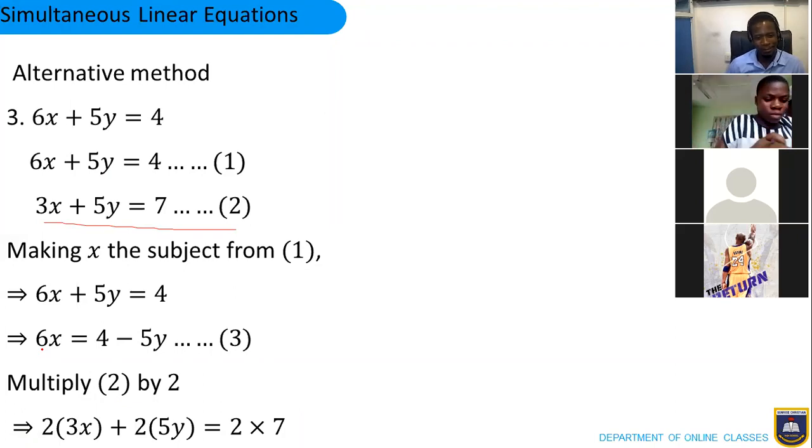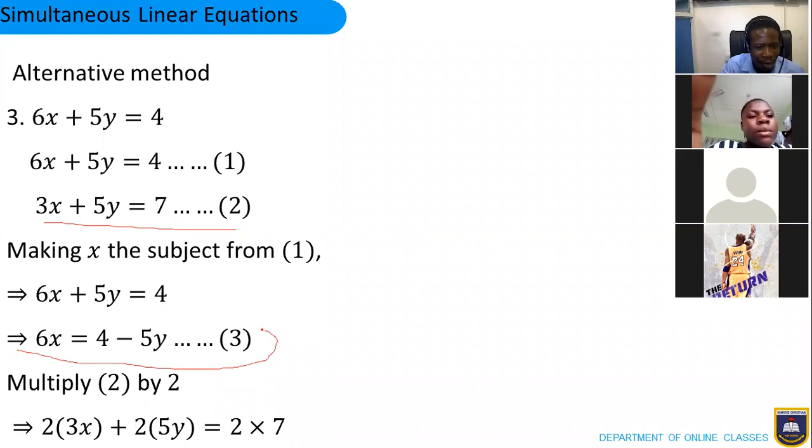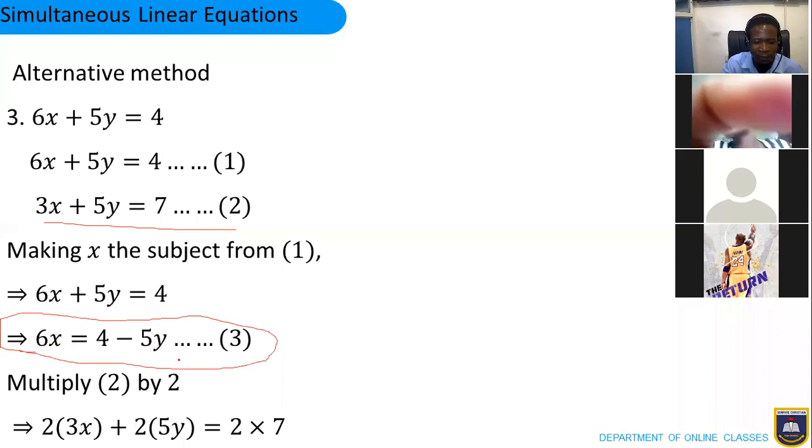I said I want to avoid the fraction so that we don't make our work complex. That is an alternative method. So in doing so, after getting to equation 3 over here, look at where I'm drawing the circle. I have 6x is equal to 4 minus 5y. If I should divide through by 6, I'm going to get a fraction. And we said that in this alternative method, we don't want to do anything involving fraction before substituting. So I will leave it like this.